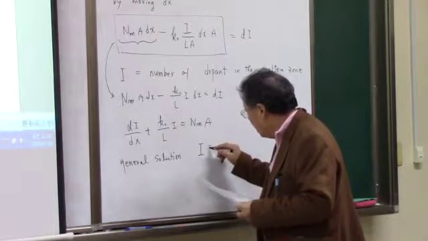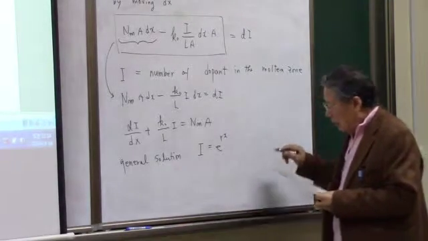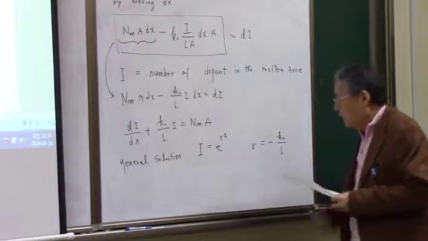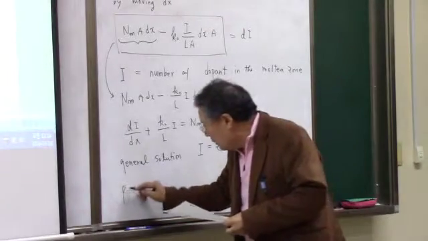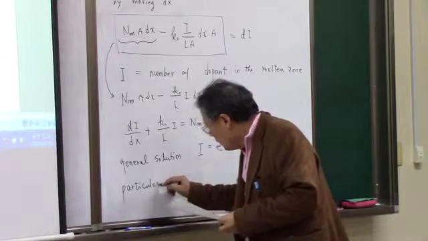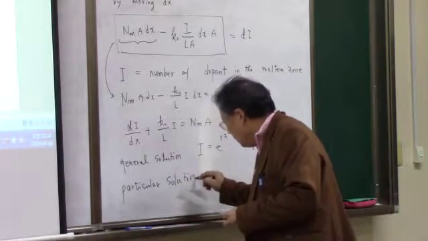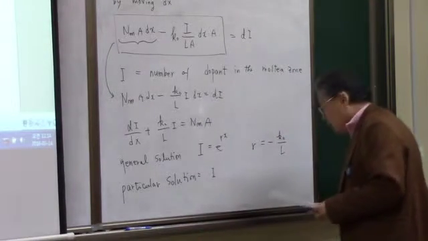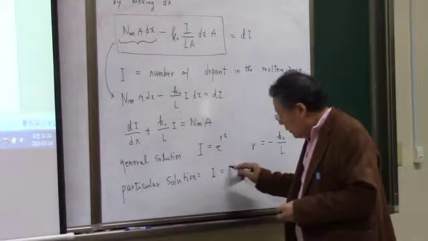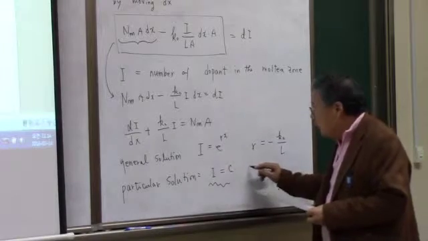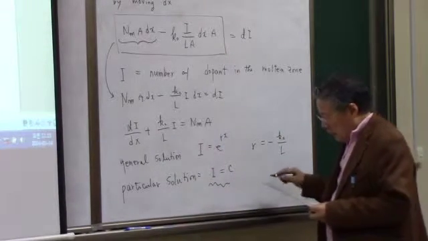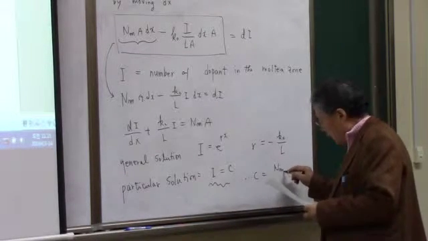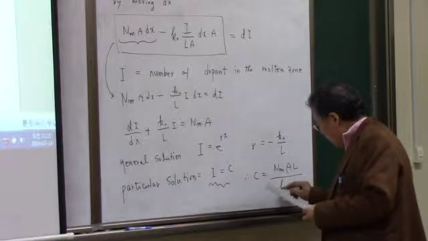You set I equal to A e to the Rx, and then R is going to be minus K naught over L. And for the particular solution, you set I equal to some constant value, and you put it there, and this constant value ends up being N naught A L over K naught.